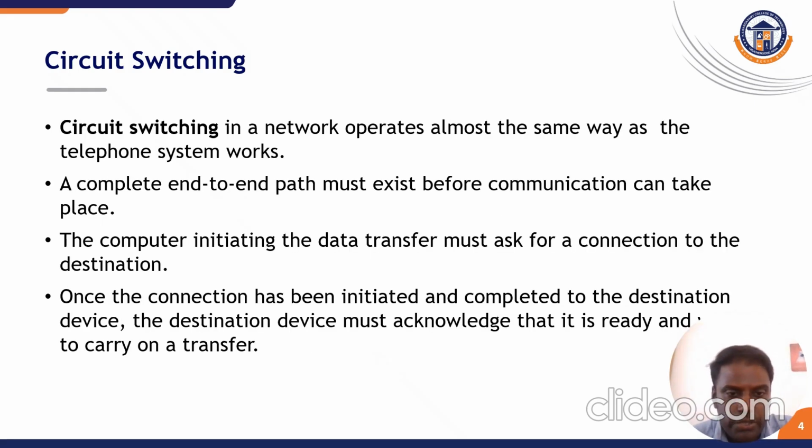So we are continuing with circuit switching. Its network operates almost the same way as the telephone system. A complete end-to-end path must exist before communication takes place. Also, the computer initiating the data transfer must ask for a connection to the destination. That means the sender is asking for a connection between the sender and the destination. Once the connection has been initiated and completed to the destination device, the destination device must acknowledge that it is ready to carry on the transfer of data. That means the receiver has to acknowledge that it is ready to receive the data from the sender.